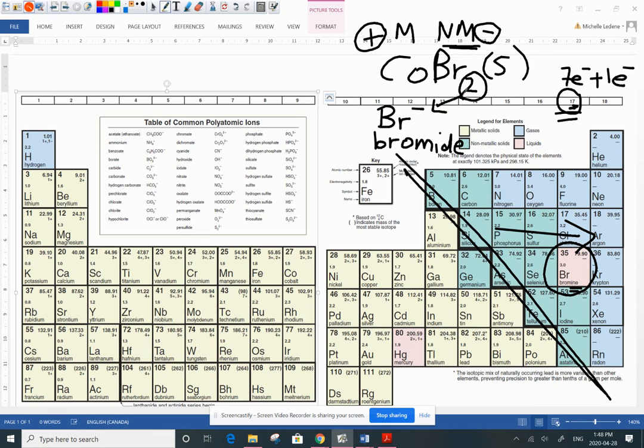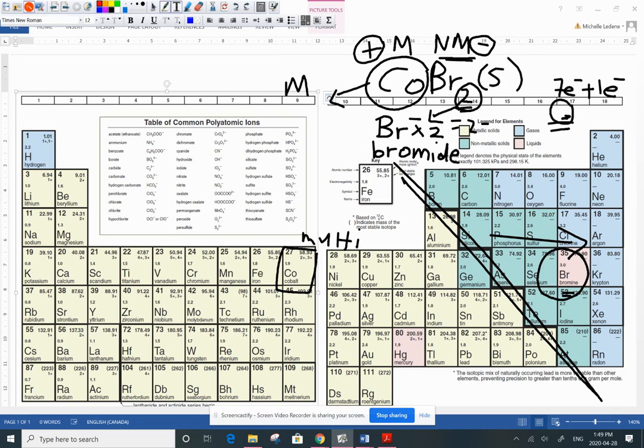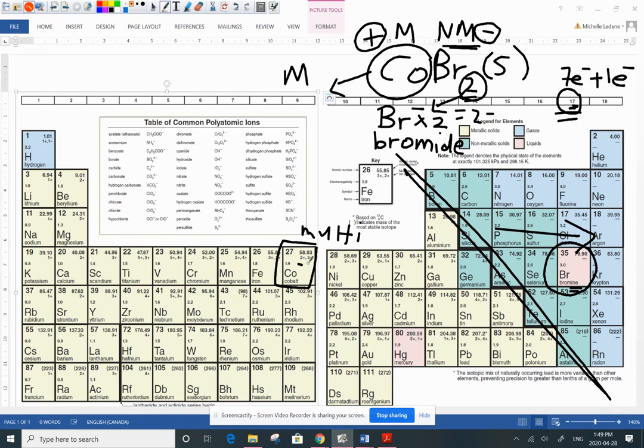Now, there's 2 of them. That's what this 2 means. I've multiplied him by 2. So we have 2 negatives. So now this will allow me to figure out which cobalt ion there is. Because when I look up cobalt here, he's a metal. And he's one of these multivalents. He's got more than 1 ion charge listed. Is he the 2 positive or the 3 positive? Well, that's what we have to figure out.